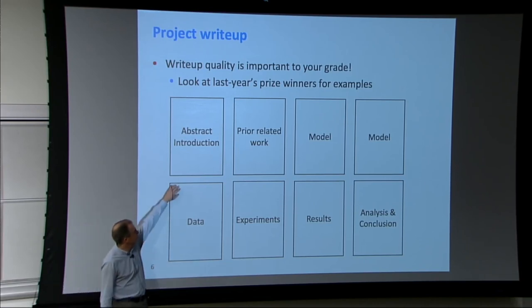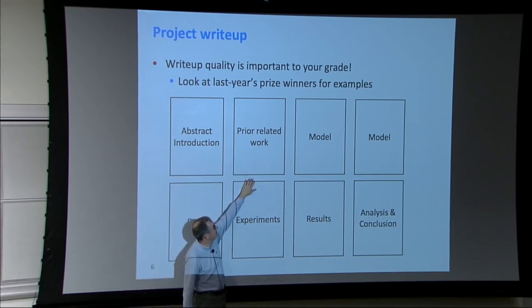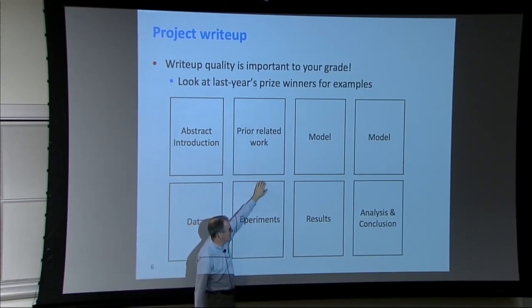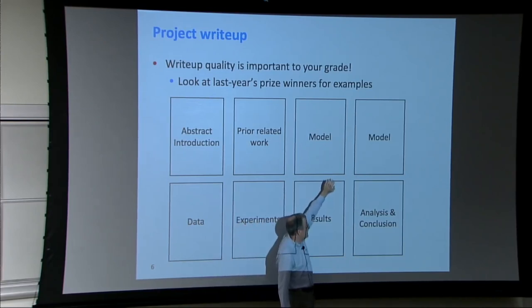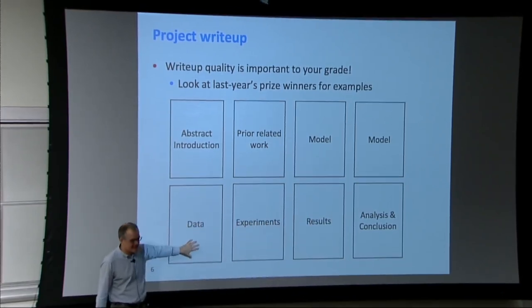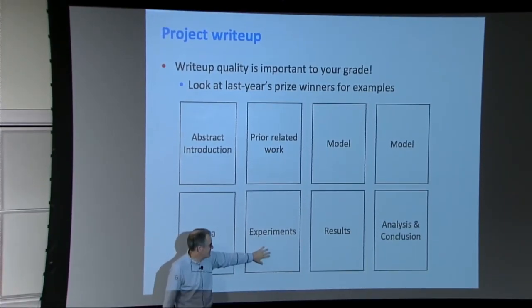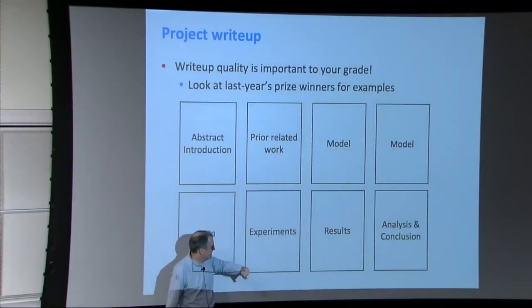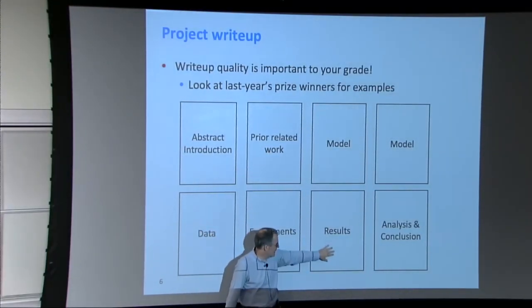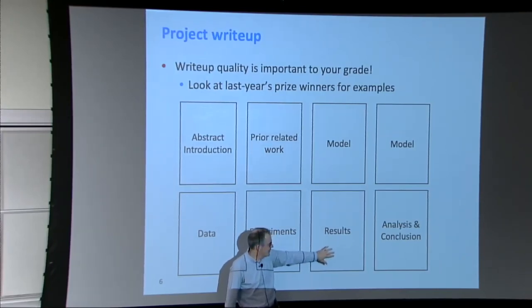But, you know, typically the first page will have an abstract for the paper and the introduction to the paper. You'll spend some time talking about related prior work. You'll talk about what kind of models you built for a while. There's probably some discussion of what data you're using for your projects. Experiments, commonly with some tables and figures about things that you're doing, more tables and figures talking about the results as to how well your systems work.